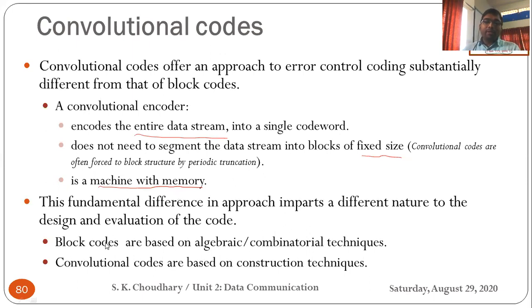The fundamental difference in the approach imparts a different nature to the design and evolution of the code. Block codes are based on algebraic or combinatorial techniques, and convolutional codes are based on construction techniques. So this is the basic difference between block codes and convolutional codes.